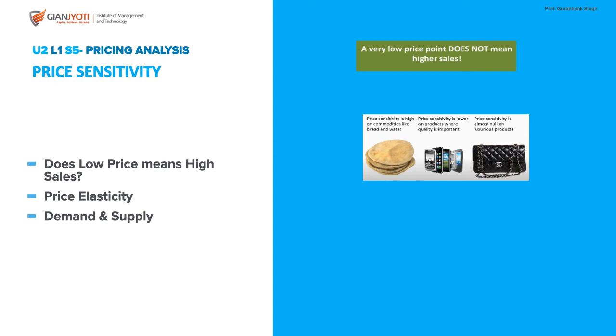The third segment is the price sensitivity is almost null on luxury products. For example, the top model of BMW car, the segment which is going to buy such premium products, they're not worried about price because this is the social status. This is something which is about self-esteem. So we talked about inelastic demand.